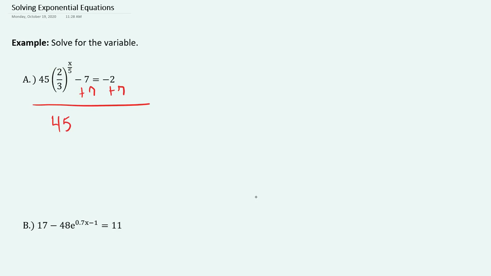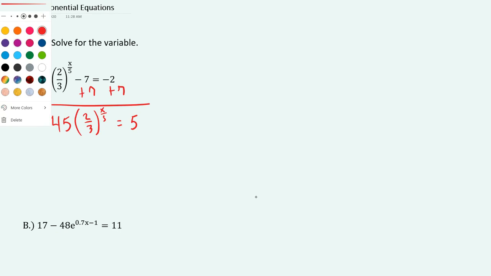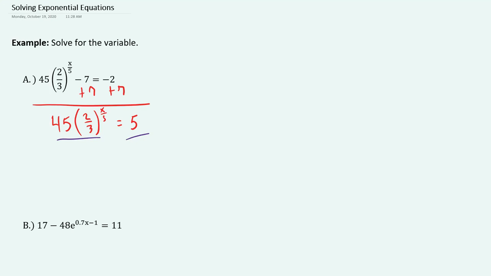So that'll leave us with 45 times 2/3 raised to the x/5 equals -2 plus 7, which is 5. And then to isolate the variable, we divide both sides of the equation by 45. So then we'd be left with 2/3 raised to the x/5 equals 5 divided by 45, which reduces to 1/9. And now that the base and its exponent is by itself, isolated, we change it to logarithmic form.